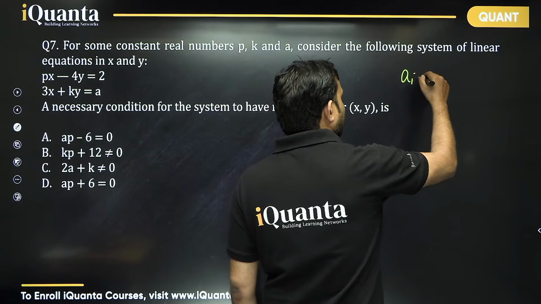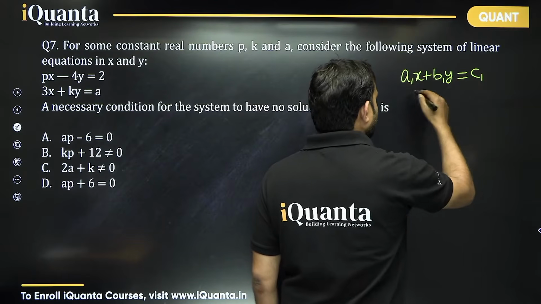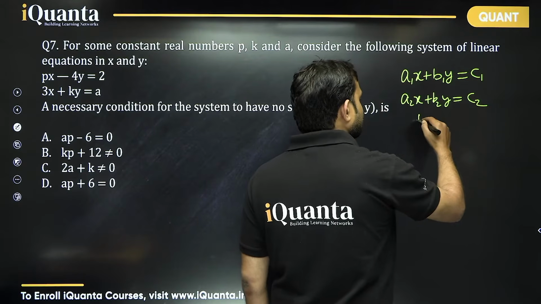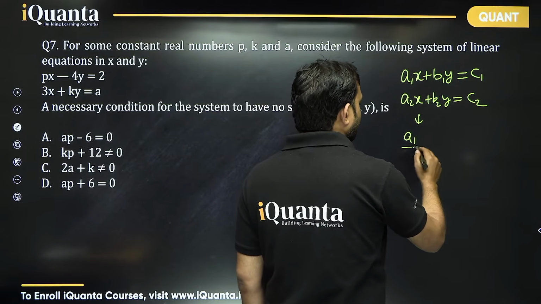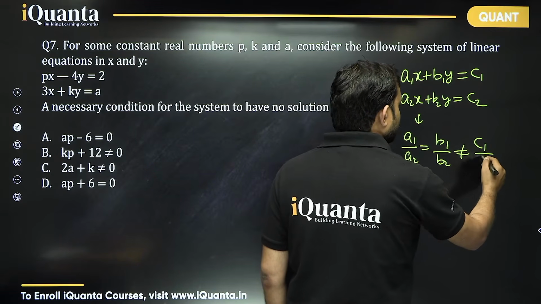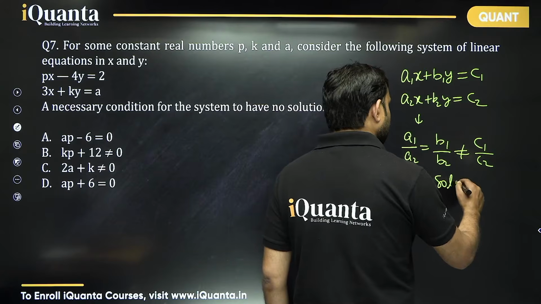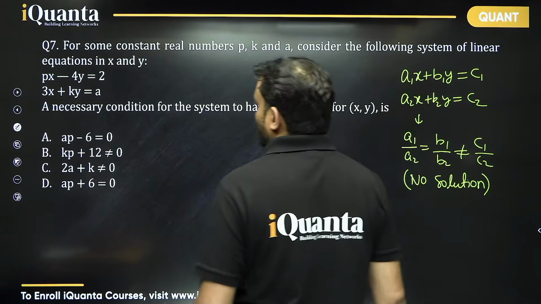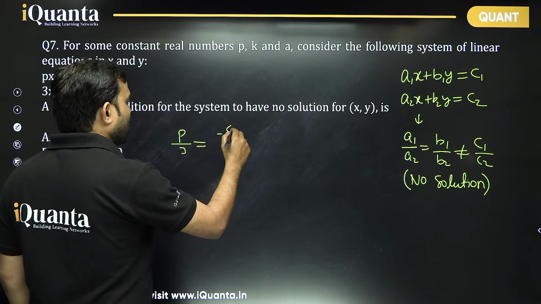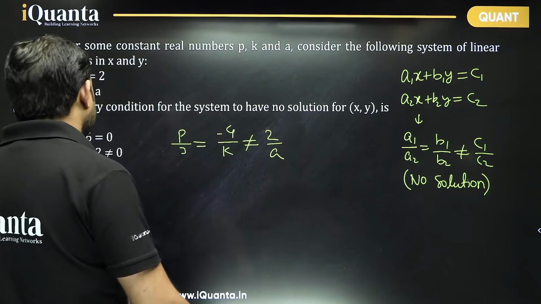That if we have two linear equations a1x plus b1y is equal to c1, a2x plus b2y is equal to c2, this will have no solution when a1 by a2 is equal to b1 by b2 is not equal to c1 by c2, right? In this case only we get no solution. So if we follow that here, what we can say, p upon 3 should be equal to minus 4 upon k should not be equal to 2 upon a. This is what we get, right?